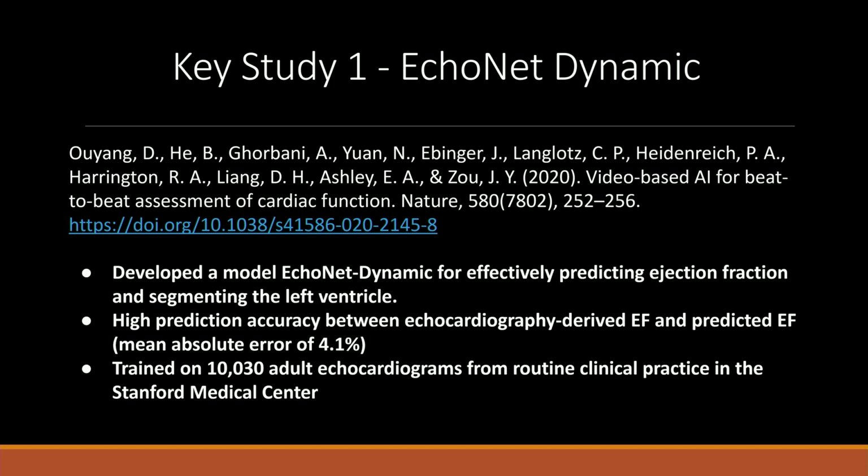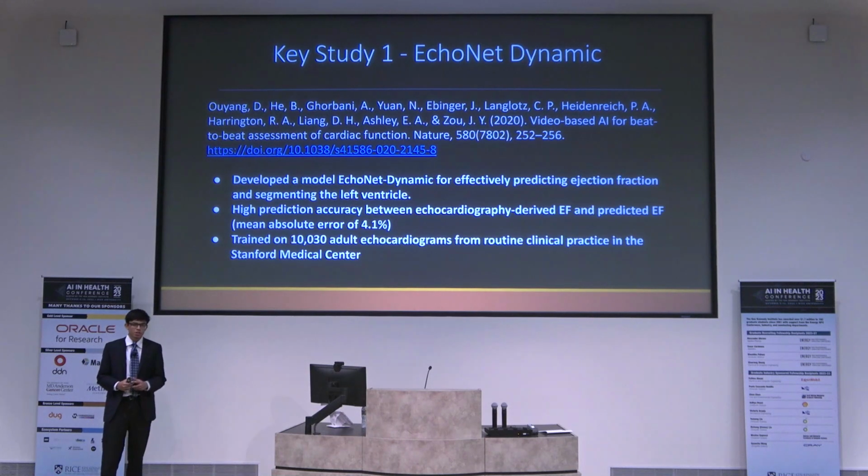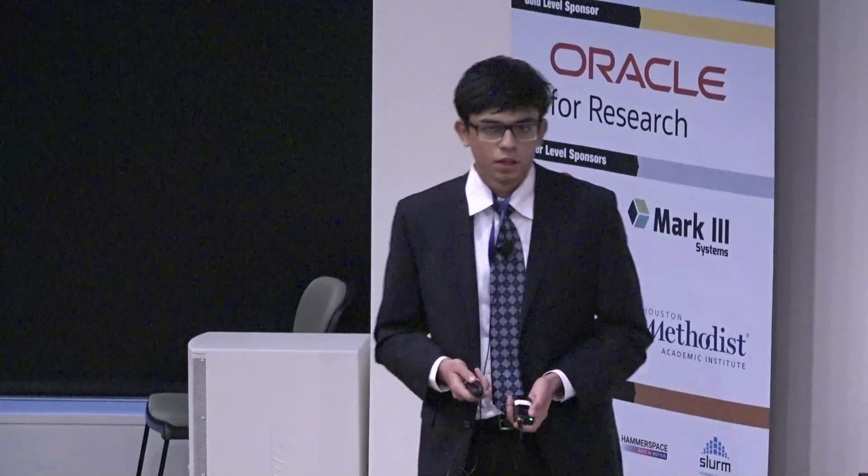One is the EchoNet-Dynamic study, conducted by the Stanford EchoNet group, Ouyang et al. They developed EchoNet-Dynamic, a model for effectively predicting ejection fraction and also segmenting the left ventricle. They had a high prediction accuracy between human and predicted EF. And so because of this, it's actually considered a pioneer study in the field. What's nice about it is they provided their training data for researchers to use publicly, 10,030 adult echocardiograms. So it's great for researchers to use.